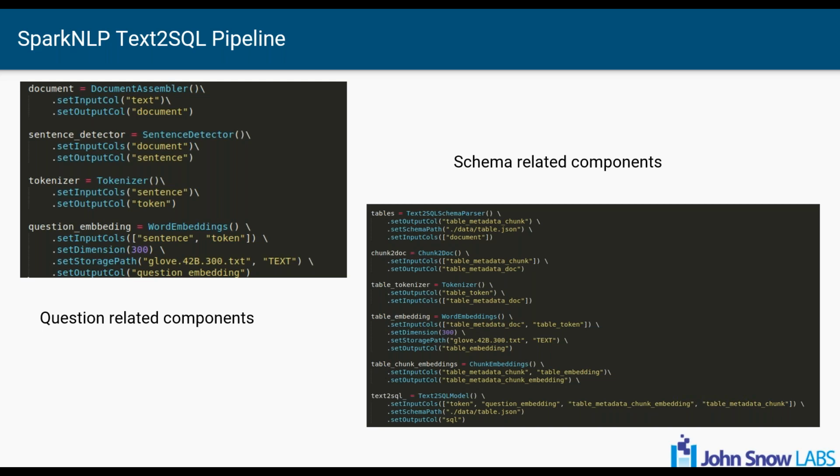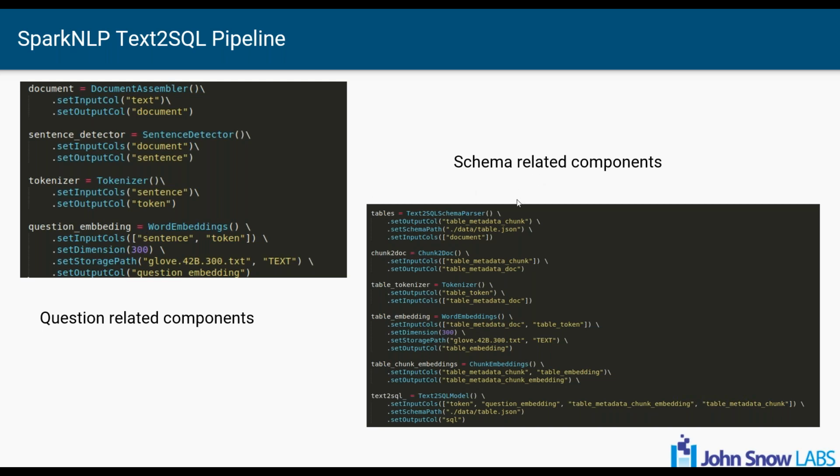the normal process. We will first assemble the question into a document, and we will try to detect the sentences within the document. Afterwards, we will tokenize the sentence, and then we will generate word embeddings for this given question.